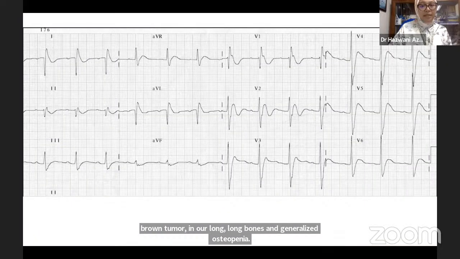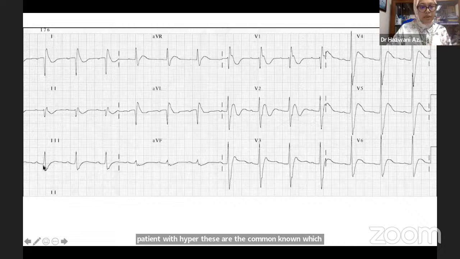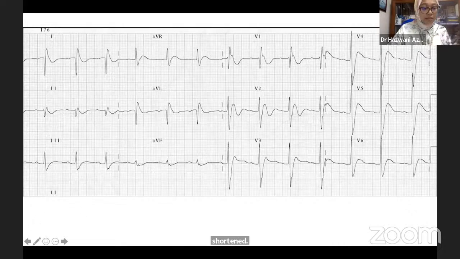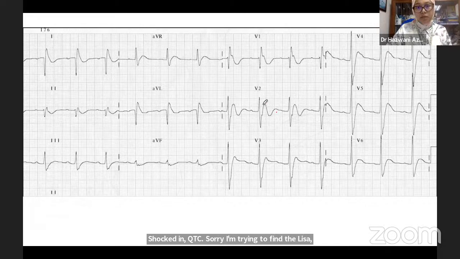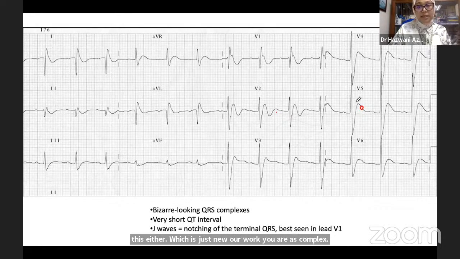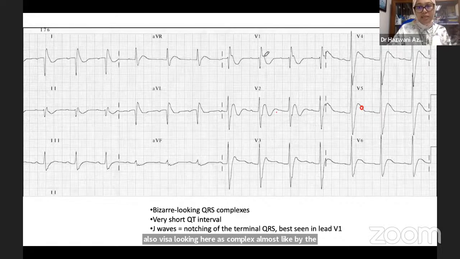So these are the ECG changes that you might see in patients with hypercalcemia. These are one of the common known ECG changes, which is shortened QTc. Sorry, I'm trying to find the laser. Yeah. So these are the T waves, which are just near our QRS complex. In this, other than the shortened QTc, we will also have a bizarre looking QRS complex, almost like a bundle branch block. And then you will see some J wave. This J wave is the notching of the terminal QRS complex, which is seen best at V1 here.